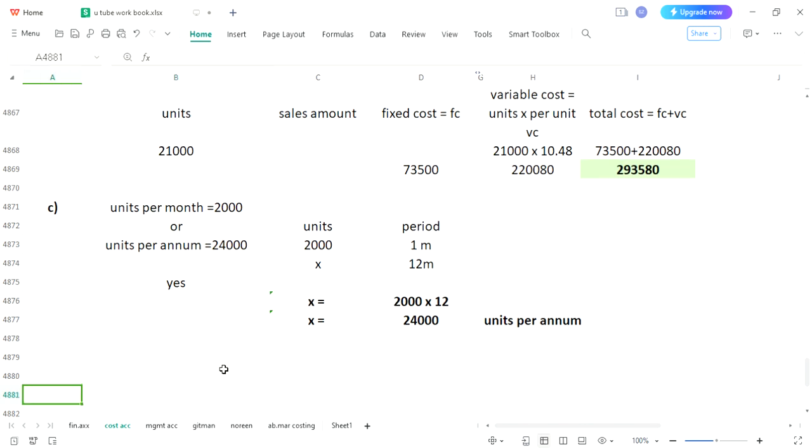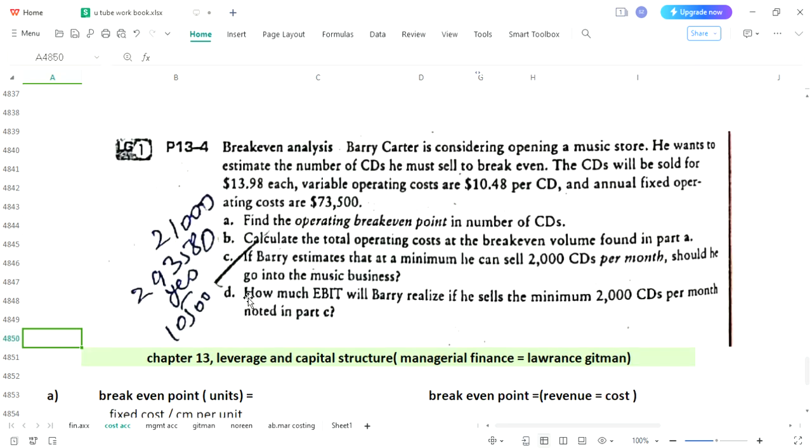Our 3 points are completed. Now we will go to point D and see what is required in our question. Point D is asking how much earning. EBIT means earning before interest and tax. Pause the video right now and write down what I have said. EBIT is an abbreviation and you will write earning before interest and tax. This is called net margin. It will be realized if he sells a minimum of 2,000 units. So you are required to calculate your net margin.